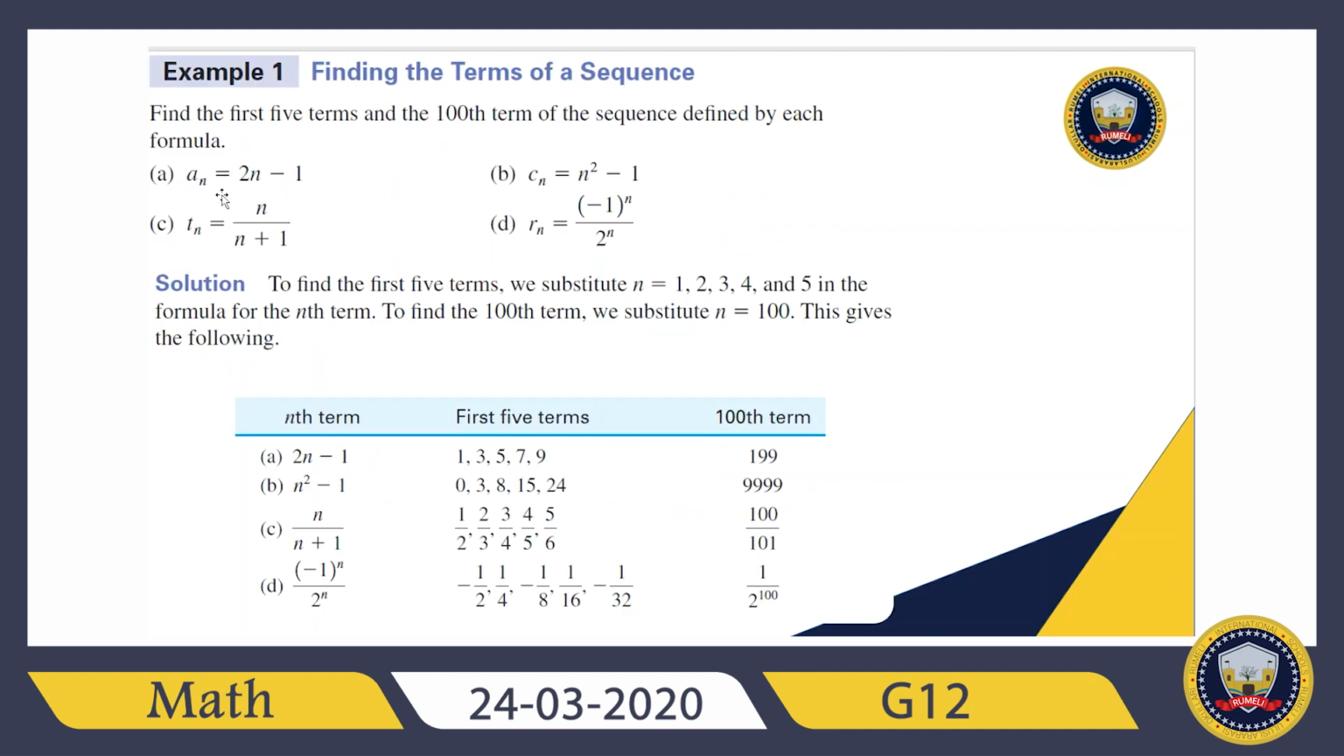In this case an equals 2n minus 1, while in this case it could be a more complicated formula. It depends on the sequence. And we noticed that in this series an, or the nth term, depends only on the n, not the previous term. So in this case we have only n in this formula.